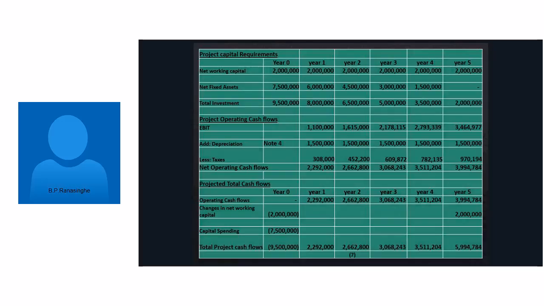Based on that, the net operating cash flows for year 1 would be 2.2 million, then year 2, 2.6, year 3, 3 million, 3.5 million in year 4, and 3.9 million at the end of year 5. So projected cash flows, I have mentioned above also. So at the end of the project, the total cash flow will be about 5.9 million.